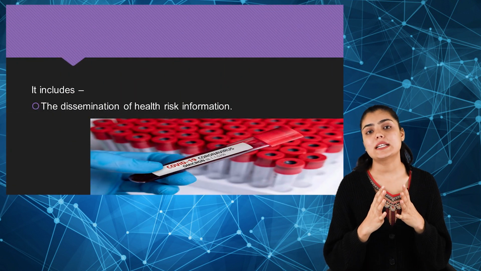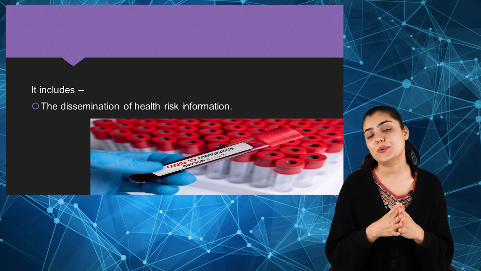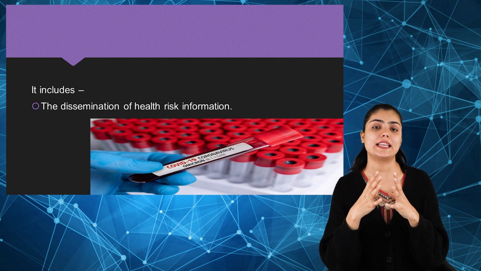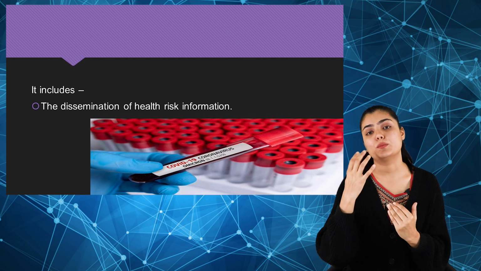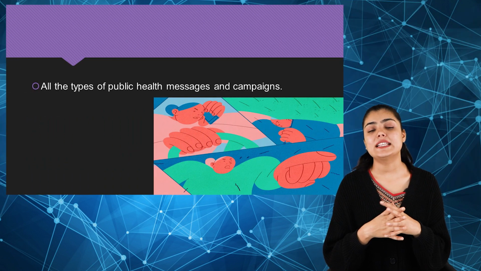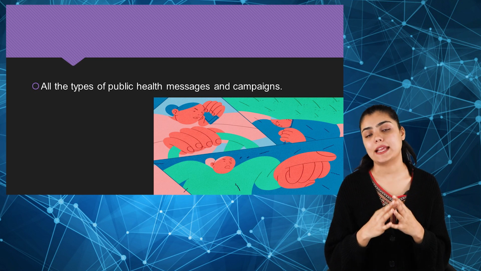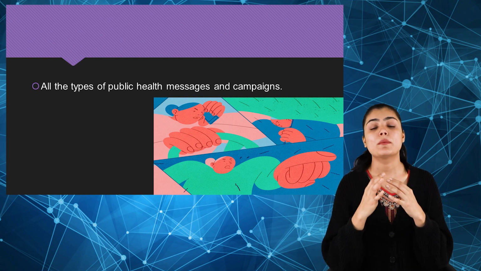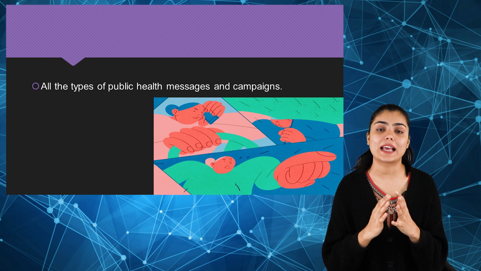Moving on, let us see what activities are involved in health communication. The first activity that is included in health communication is disseminating health risk information. So if there is any kind of information related to health and risk to health, that information is to be disseminated to the population, to the individual, and to the community. The second activity that is involved in health communication is all the different types of public health messages and campaigns. Public health messages and campaigns are made for the people, so they are also one of the major activities that is carried out under health communication.